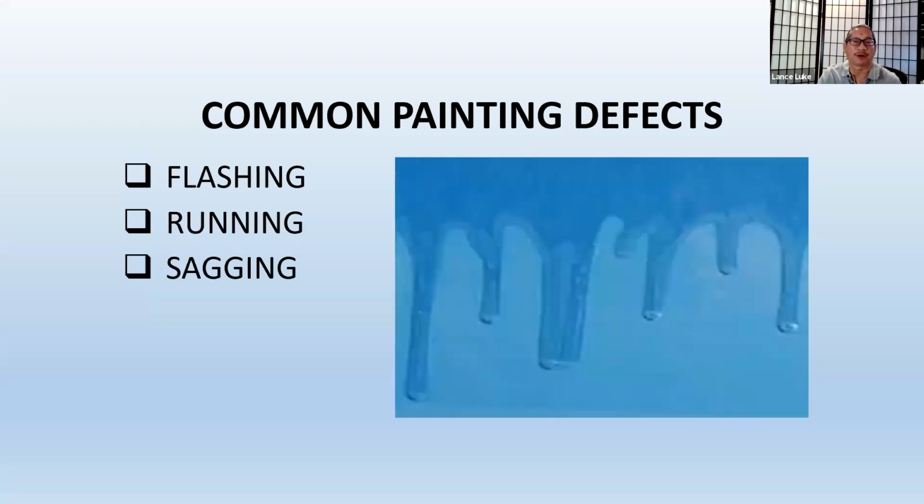Some other defects are flashing, running, or paint sagging. And the flashing is actually where, let's say you're painting a wall and it's super hot and the sun's shining, and the paint, the water or liquid in the paint is just drying up too fast. Okay, that could be a problem. Also, when you have too much paint, then it starts running down and it also sags. But the running paint is basically too much paint on your brush or roller, and it just starts running down.